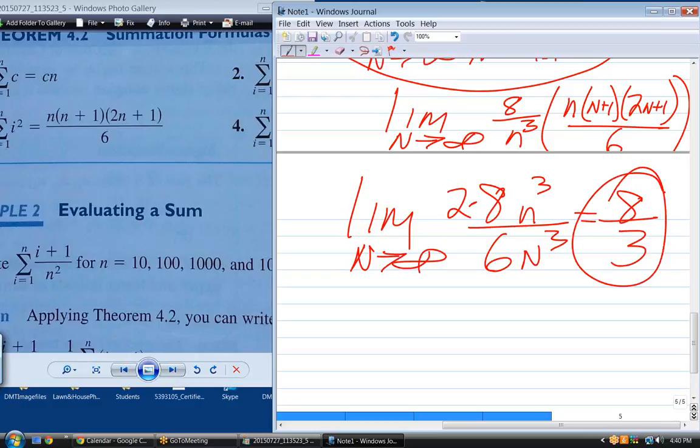When I take the limit of every other term, notice the second term. n times 1 is n. Times 2n is 2n squared. So now I'm going to have 8 times 2n squared over n cubed times 6. That's my second term.